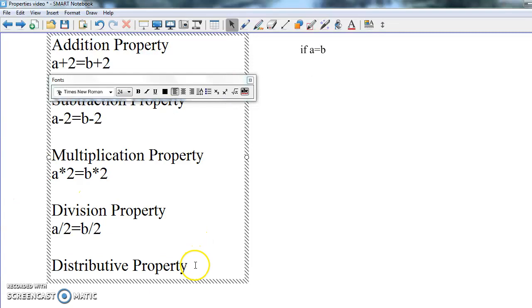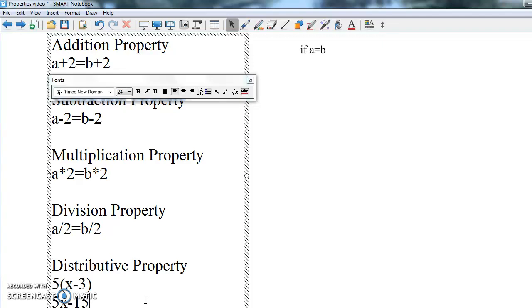And then distributive property, typically we've seen distributive property like this, where we literally take the number in front of the parentheses and multiply it out to both items like this. So distributive property would be the explanation if we did something like 5x minus 15.